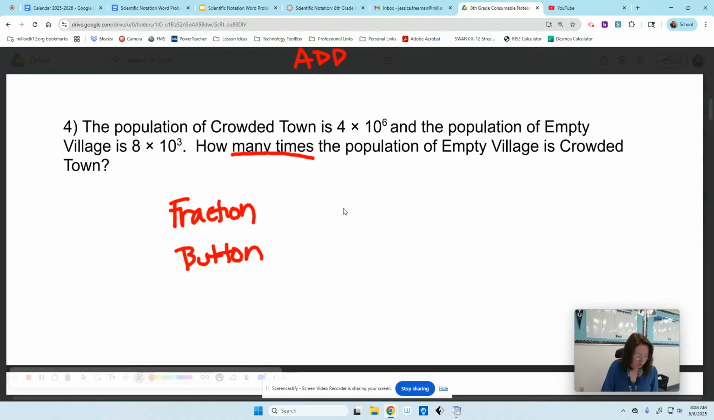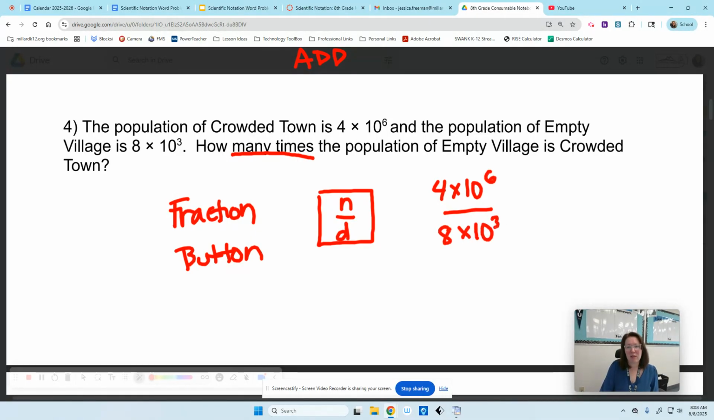And when you click the fraction button, it looks like this: numerator over denominator. When you click that button, it just gives you a line. Then at the top of that fraction, you would type in the population of Crowded Town, and in the bottom of it, you would type the population of Empty Village, and then click enter. And that will tell you your answer.